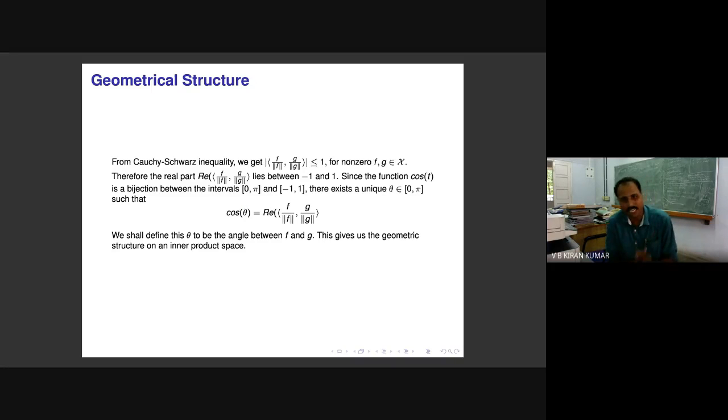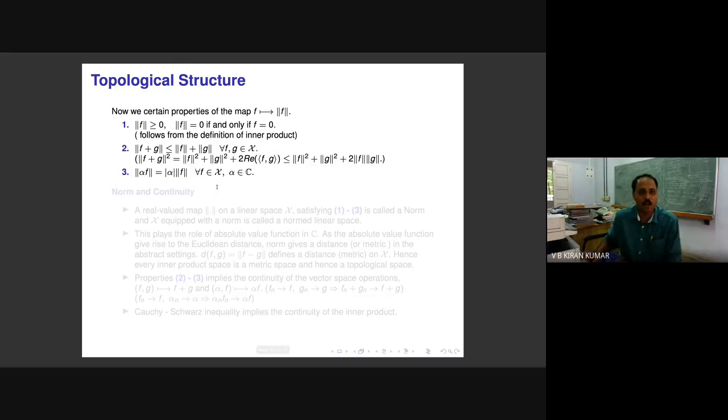But remember that we are in an abstract setting now. Your inner product space can be an L2 space, can be C01, can be anything. So you are getting the angle between functions, between equivalence classes of functions, between sequences, between everything, not merely vectors. So you are able to obtain the geometrical structure in an abstract setting. That is the advantage of having the Cauchy-Schwarz inequality and the inner product. Now the topological structures.